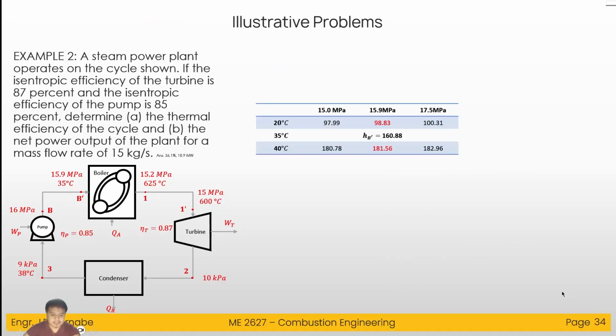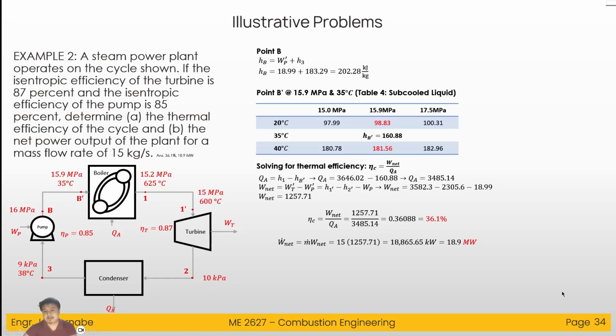Then you can also find the point B. So the point B here, outlet of the pump, using also the pump work. So the actual pump work plus H3, no, is equal to HB. Ayan. So this will be, okay, this will be 18.99 plus 183.29. Okay, so we got HB as well.